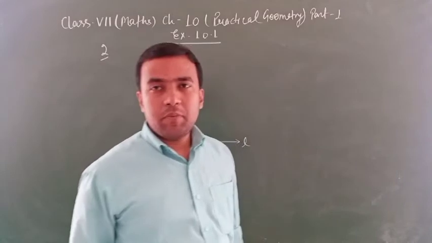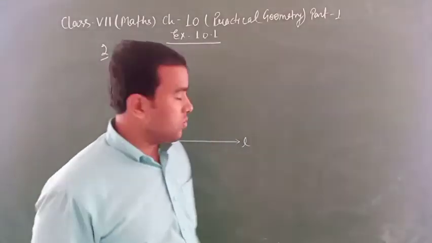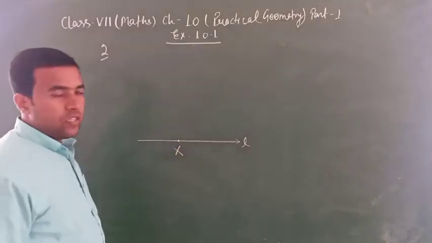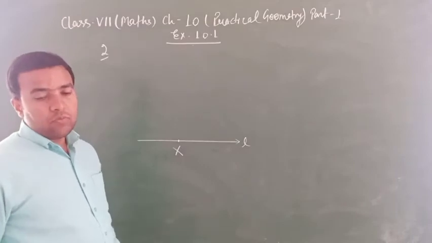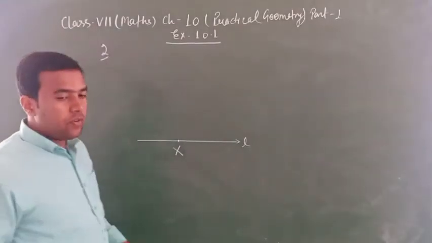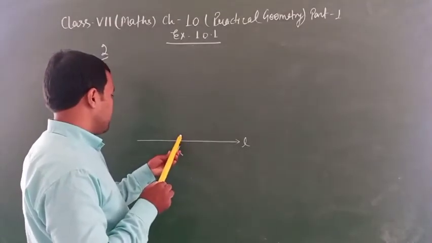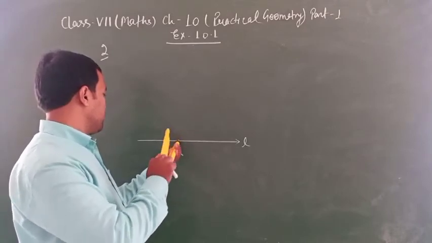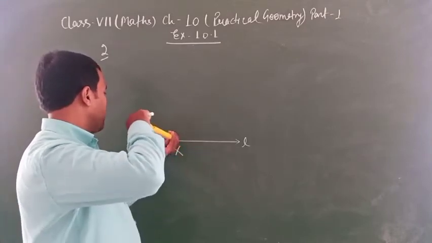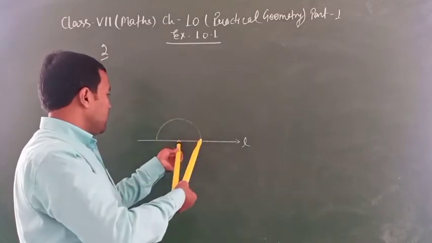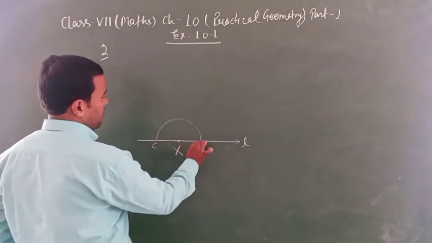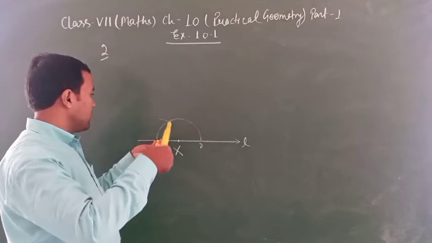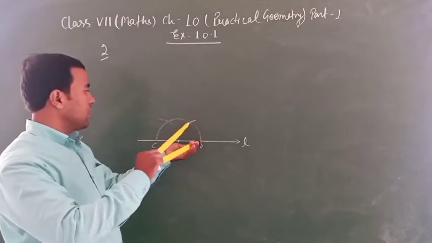Perpendicular means 90 degree. Clear? So take any point X on it. On L we can take any point X. Clear? So 90 degree. First of all, we will make 90 degree on X. Clear? Any radius we can take from both sides. Clear? We can write the names C, D. Okay? From C, one arc is here. Clear? And from D, one arc is here.